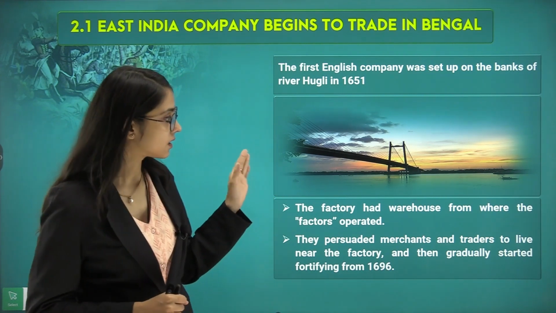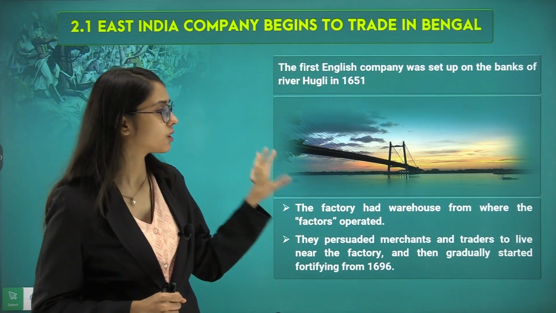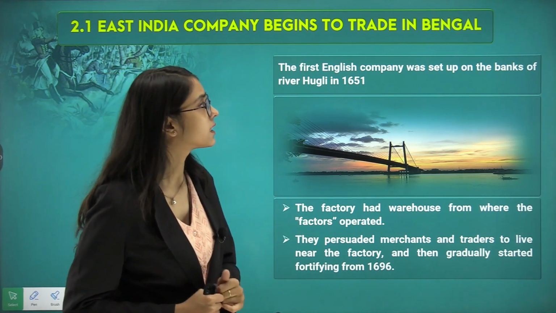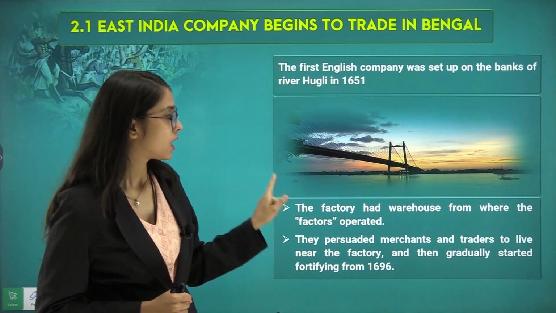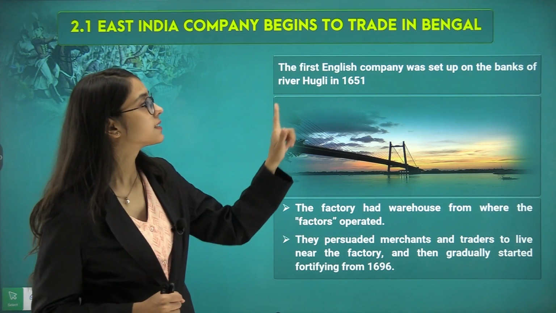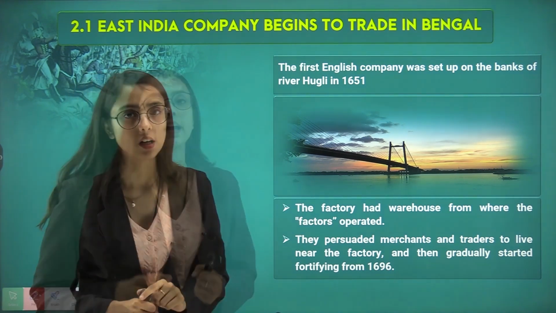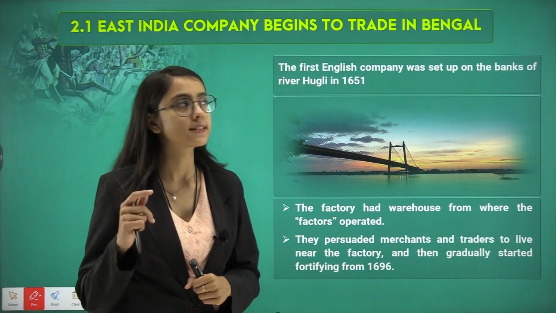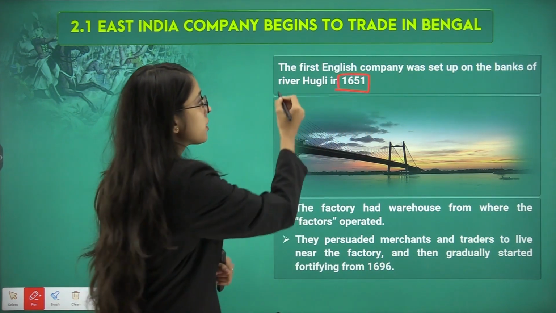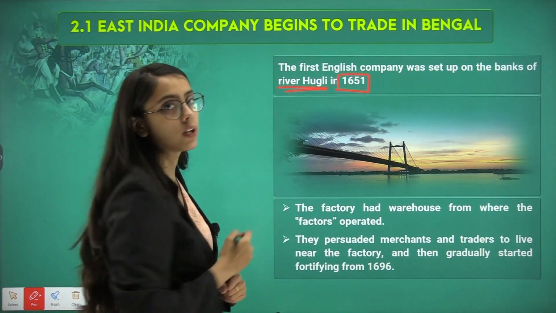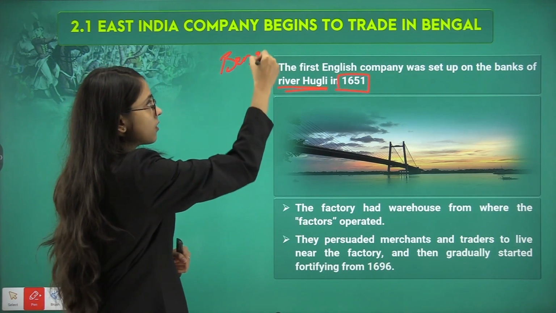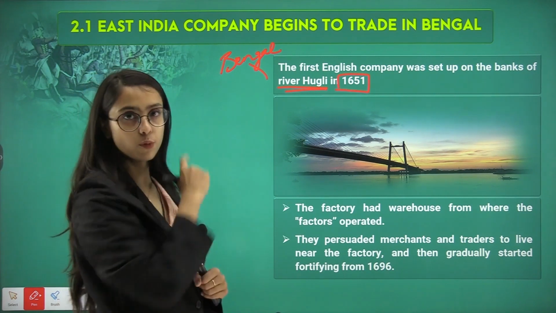As you can see here in the image, they have given a beautiful image of the Howrah Bridge. The first English company was set up on the banks of the river Hooghly. So this is Howrah Bridge and this is the river Hooghly. In 1651, the first English company was set up on the banks of river Hooghly in Bengal. So this is important to note.